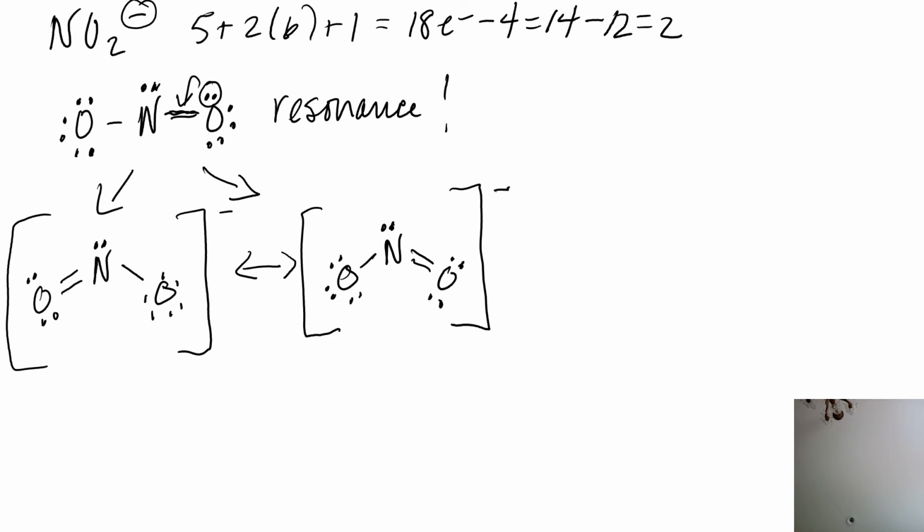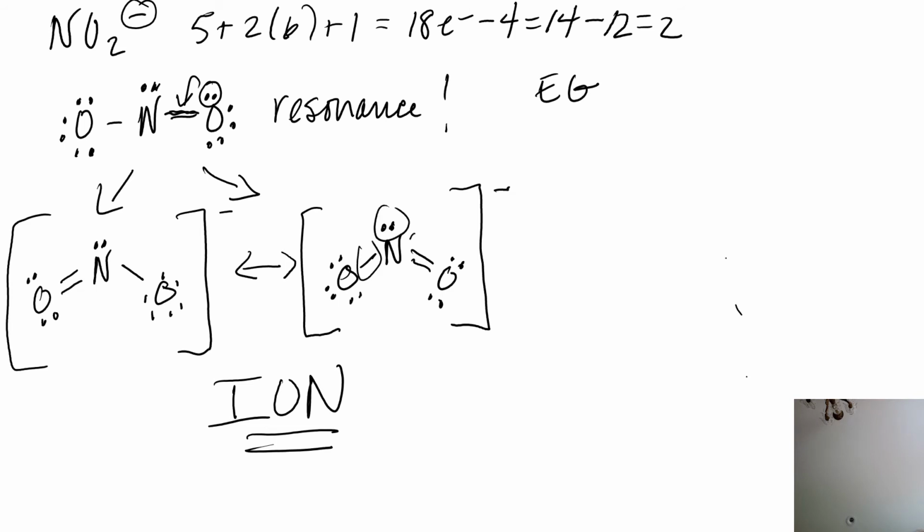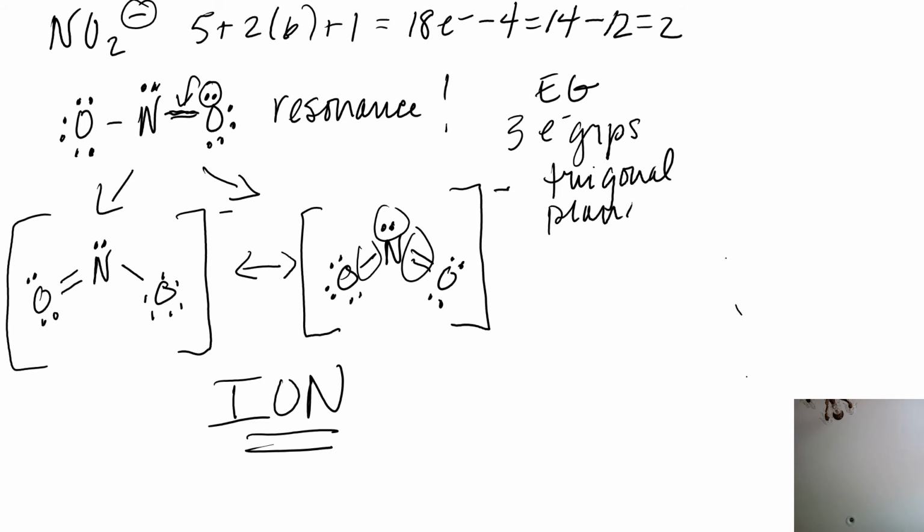This is an ion. It is charged, so we will not be assigning polarity to that. However, we can assign geometry, electron geometry. We have 1, 2, 3 electron groups, which corresponds to trigonal planar geometry.